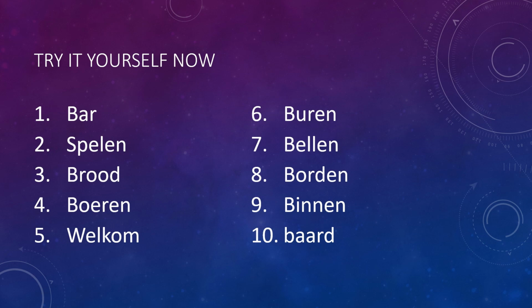This is short pronunciation. Spelen is long pronunciation. Brood is also long pronunciation. Boeren is a vowel combination, so there we don't have to worry, we just pronounce it as is. Wellen, two times we pronounce it shortly. Buren, which is a long pronunciation. Bellen is short pronunciation. Borden is also a short pronunciation. Binnen is also a short pronunciation. And then last, Baard, which is a long pronunciation.